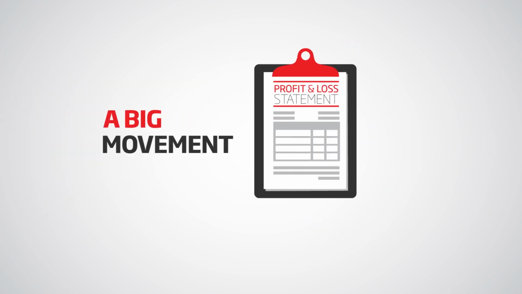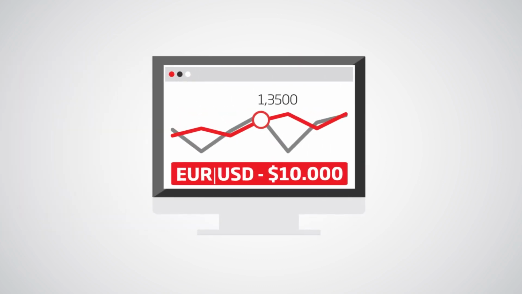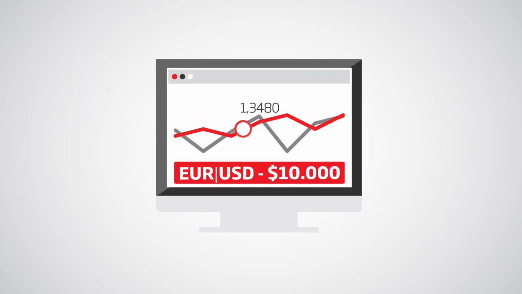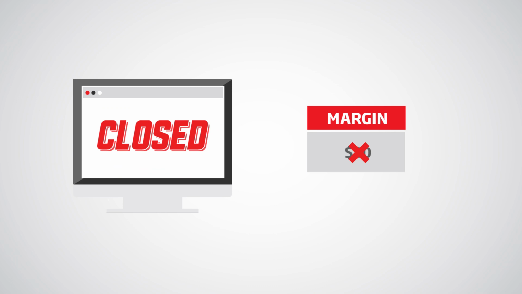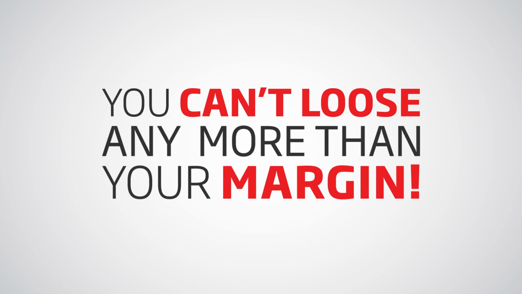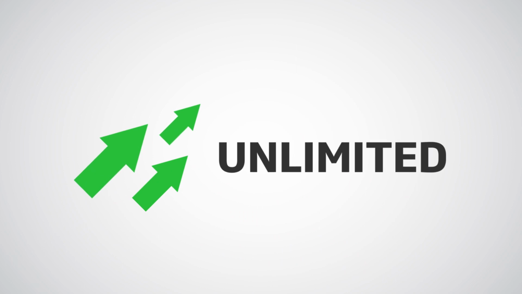Of course, leverage works both ways. In this example, if Euro USD declines to 134.80, your margin would all be used up and your position would automatically be closed. You'll lose all your money that you put up as margin. But the good thing is, you can't lose any more than your margin to begin with. Your losses are limited while your potential profits are unlimited.